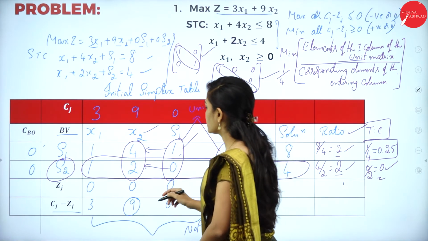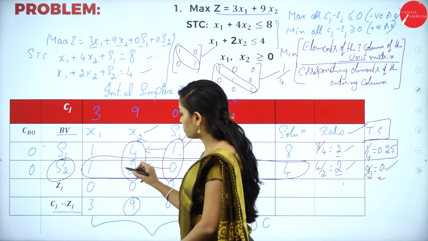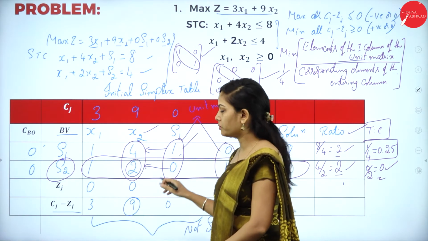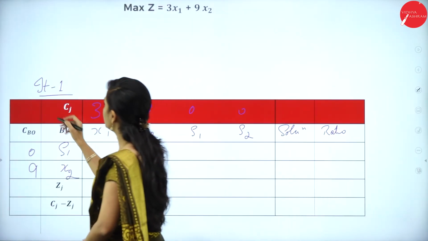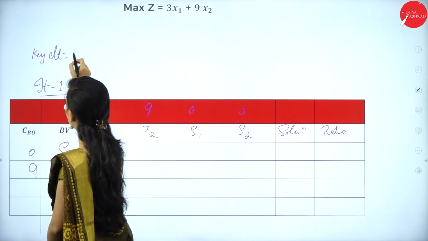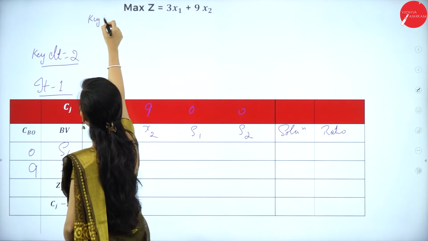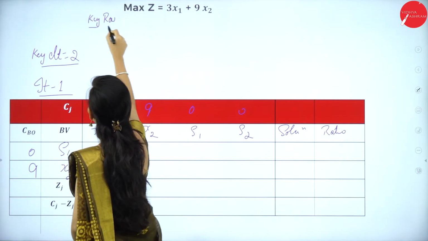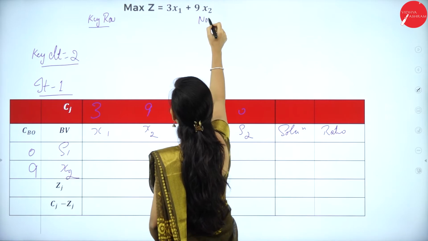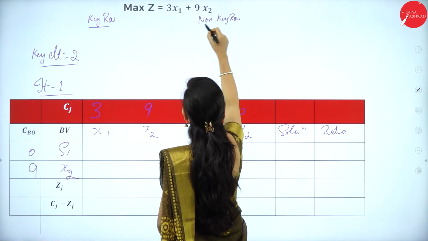Now you can cross-check the key element. So what is the key element? The element common to both the key row and key column is 2. So the key element is 2. Now find the key row and non-key row. Using the old values, we can find the new values.